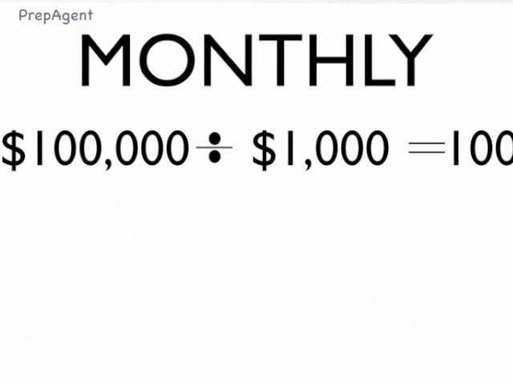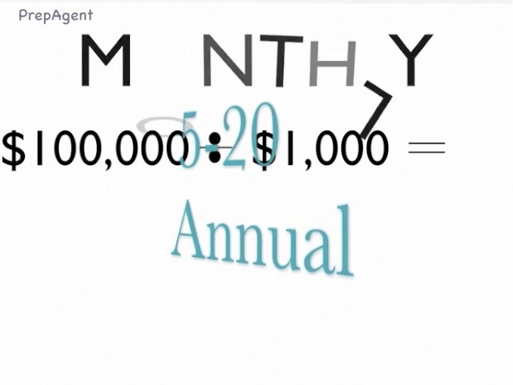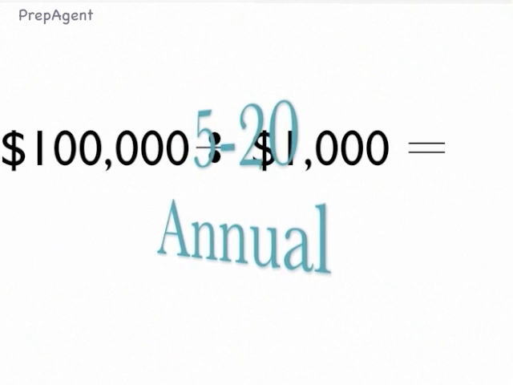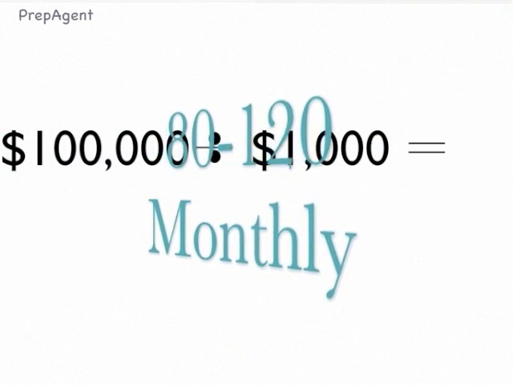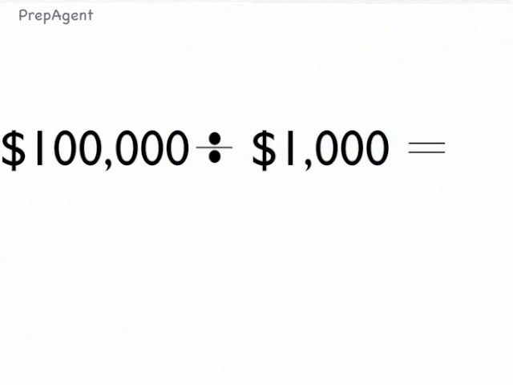The monthly equation follows the same principle, price divided by rent. However, your result is going to be a little different. For example, if you have a $100,000 property that brings in $1,000 a month, then you'd have a monthly gross rent multiplier of 100. So as you can see, numbers from 5 to 20 usually represent annual gross rent multipliers, and numbers from 80 to 120 usually represent monthly gross rent multipliers.